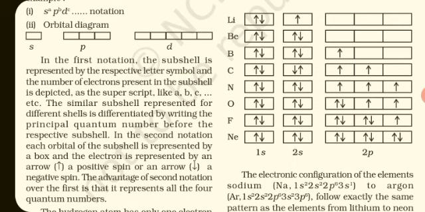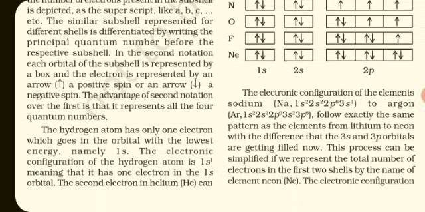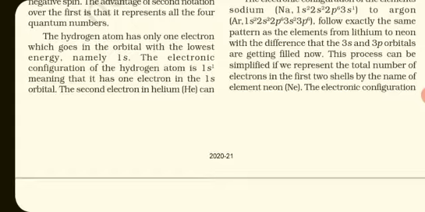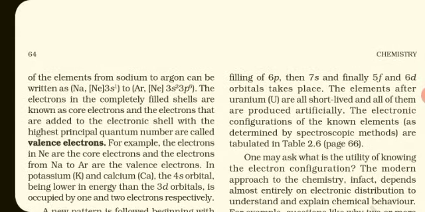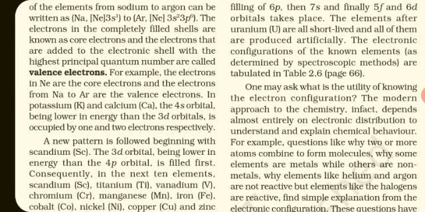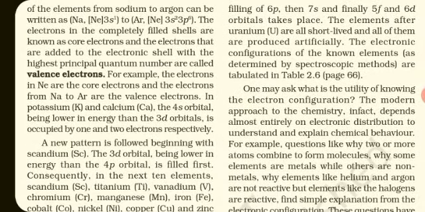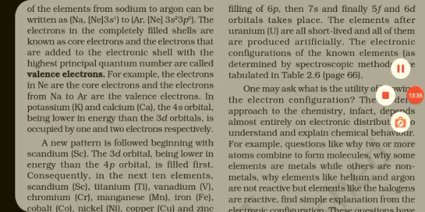The electronic configuration of the element sodium, having atomic number 11, can be written as 1s2 2s2 2p6 3s1. Then argon, up to 3p6. So similarly we can write the electronic configuration up to the first 20 elements, but there are some exceptions also. We'll see this in the next video.